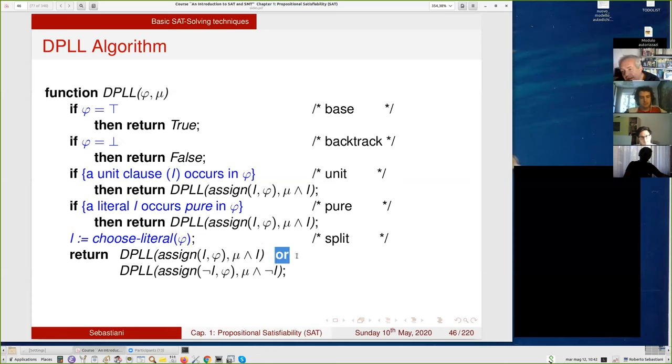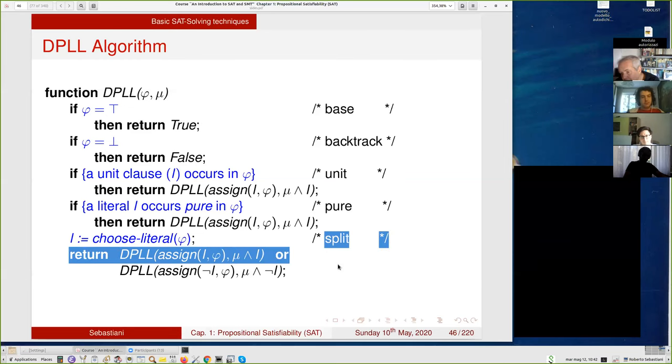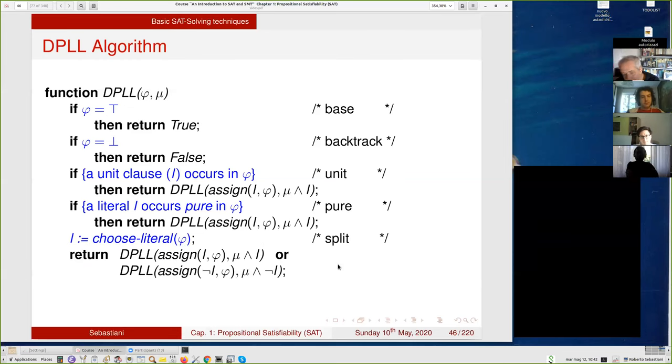Notice that this or here has to be interpreted in the lazy sense. You know what a lazy or is, right? If the first element is true, you don't invoke the second one. If this is false, then you go to the opposite direction and you assign L to false. And that's it, substantially: deterministic steps, and then branch when no longer possible.